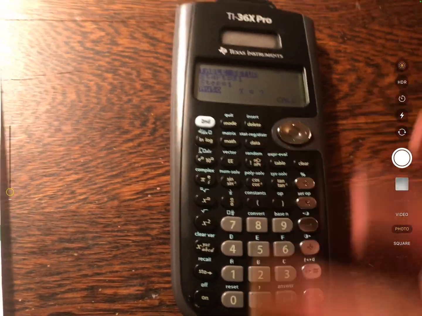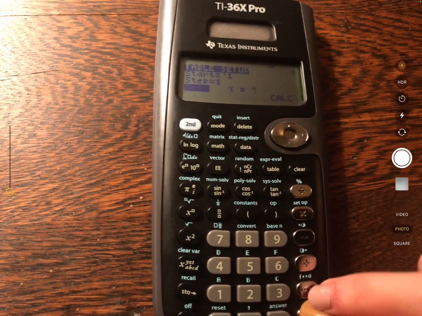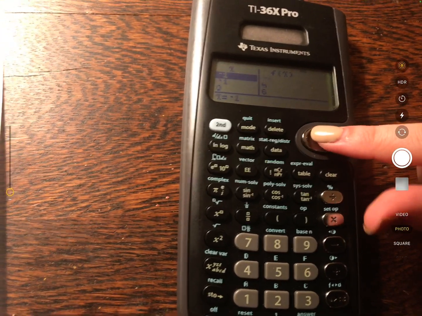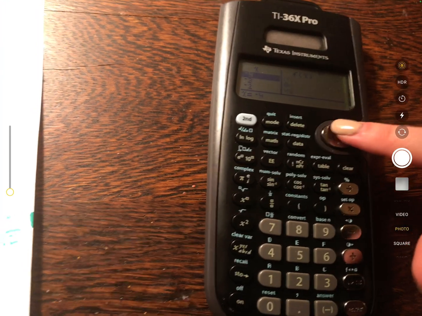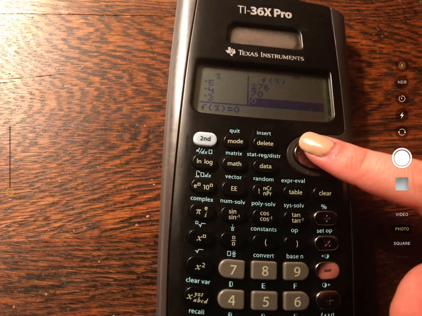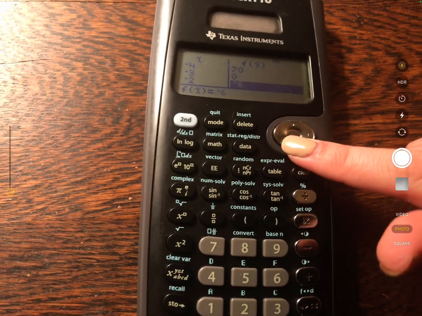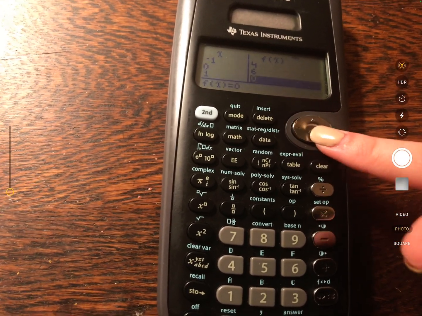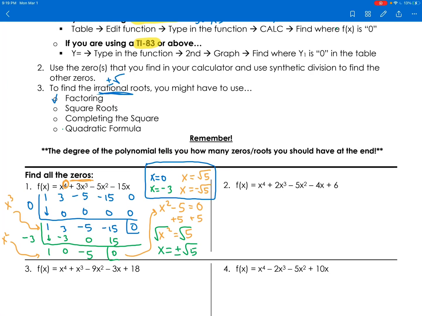Hit enter. Does not matter where you start. If yours looks different than mine, that's okay. I'm just going to calc, and I'm now trying to find where f of x is 0. So I'm scrolling up and down all the way, no matter where you are, finding where f of x is 0. So f of x is 0 at -3 and again at 1. Okay, so those are the two zeros I'm going to be working with.